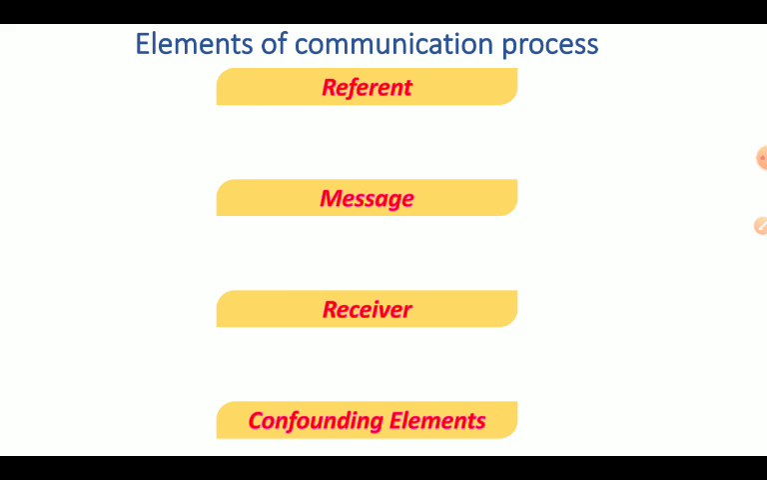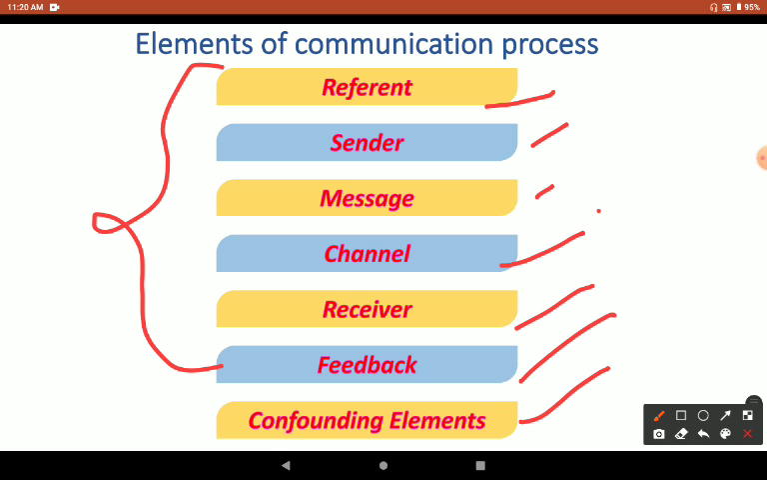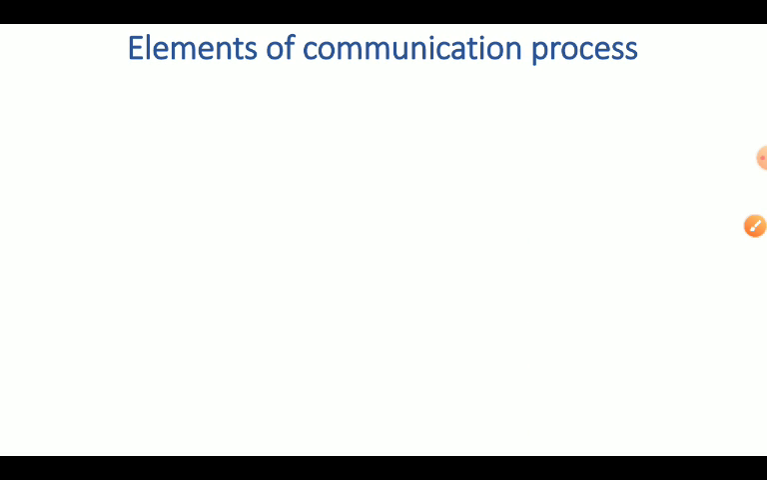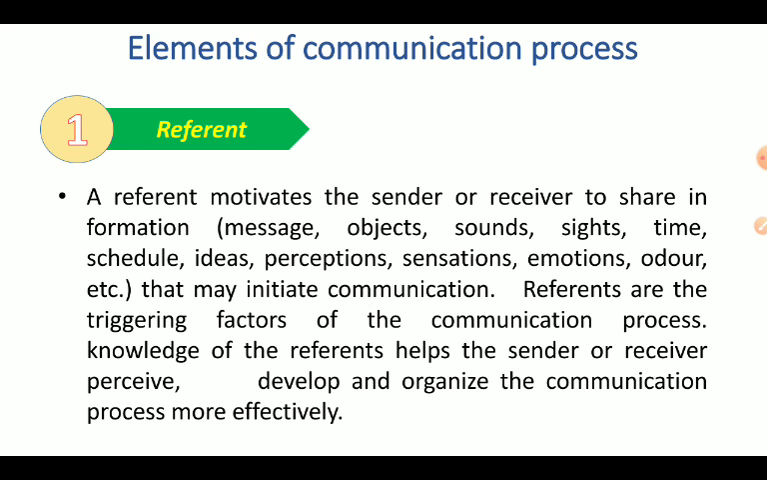Next we will discuss the elements of the communication process. Whatever I have told: the referent, sender, message, channel, receiver, feedback, and confounding elements. These are all the elements of communication. Each and every element is very important for completing a communication process. We will discuss one by one. What is a referent? I think in the process you have already understood that.